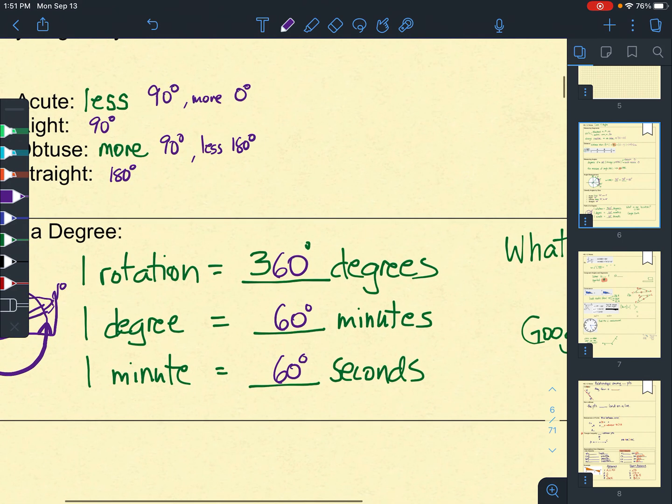By the way, for degrees we put a little circle above the number. Minutes use a little apostrophe, and seconds use a double apostrophe.